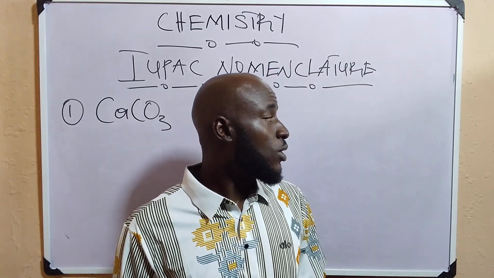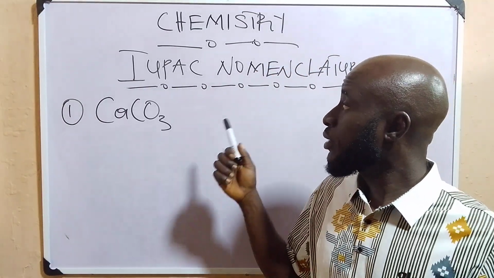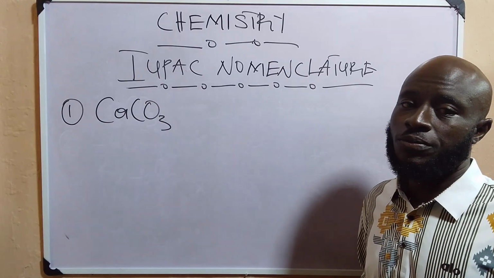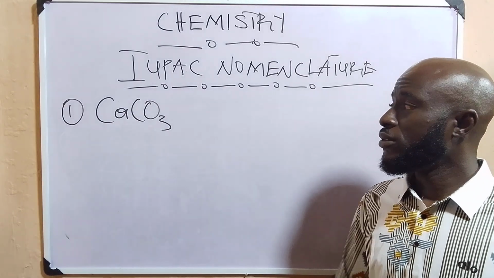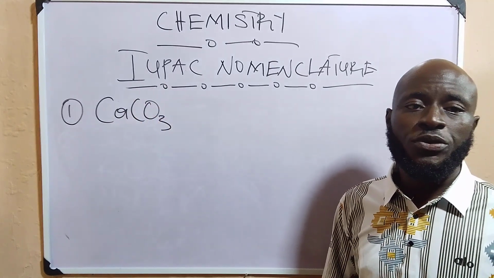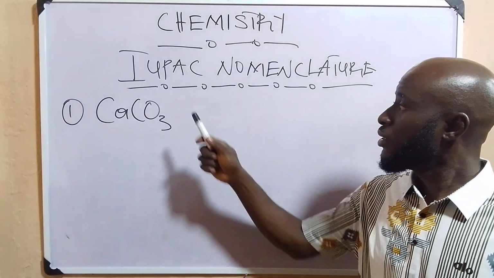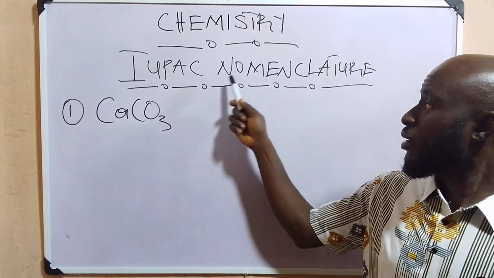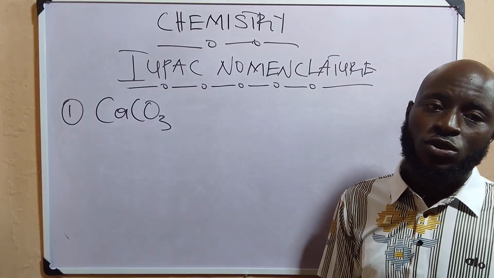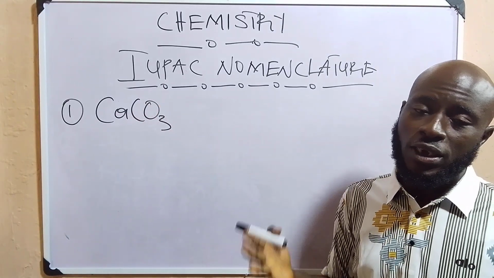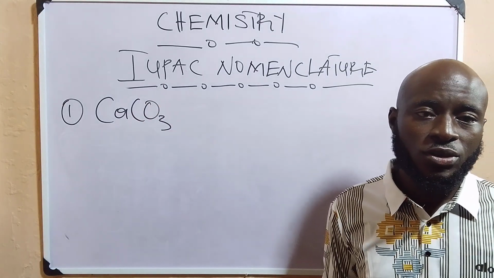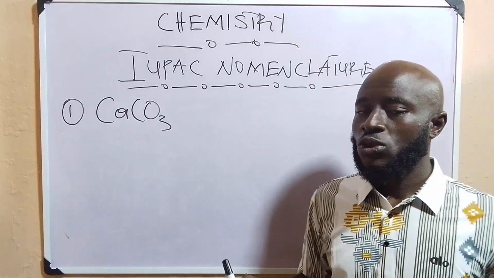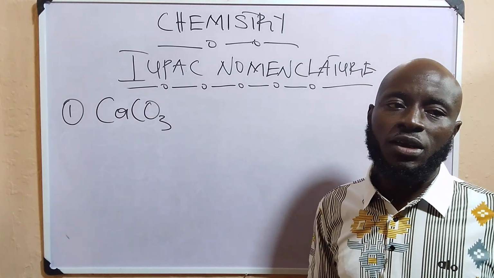Today we are going to be looking at the IUPAC nomenclature in chemistry. The IUPAC simply means the International Union of Pure and Applied Chemistry. Nomenclature means naming. So you can equally say these are the group of scientists or the group of chemists. Their duty is what? To name compounds and to also name elements.